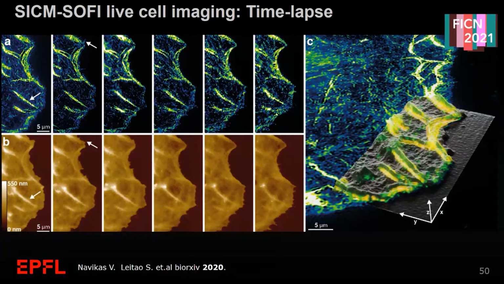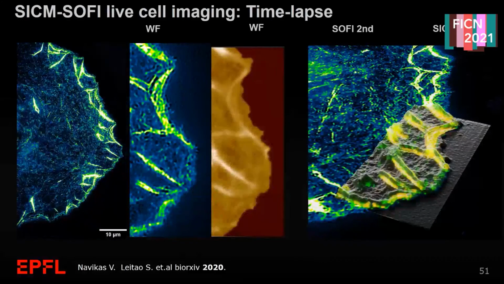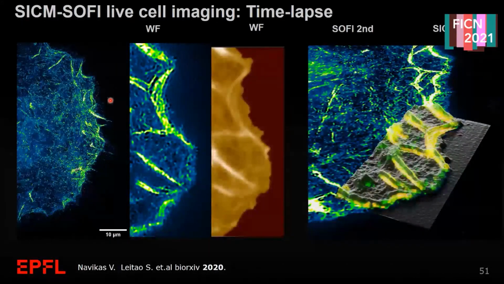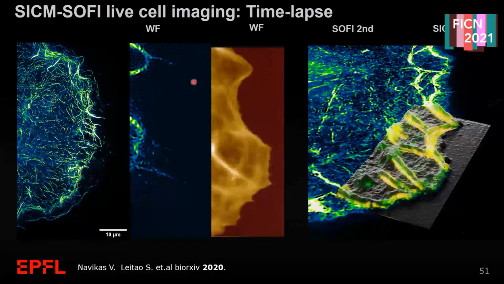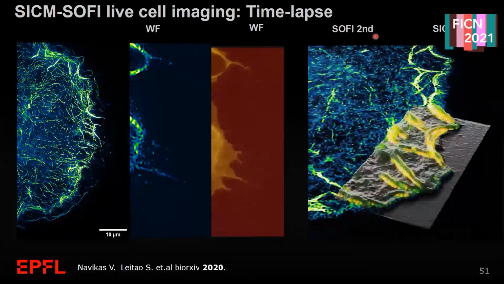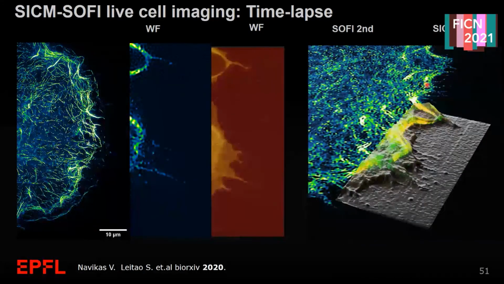And finally, in order to show the full power of the technique, we have transitioned to the live cell imaging, which has actually been done on the same setup. So here we can do in parallel scanning ion conductance microscopy and SOFI imaging of a live cell, and we can take the nice time lapse images. I hope you can start to see the largest portion of the actin here, then the wide field, and the combined SOFI second order and the SICM topography in this live time lapse from these different movies.